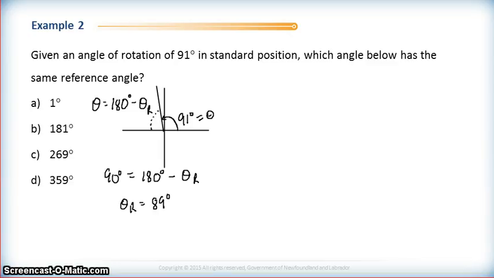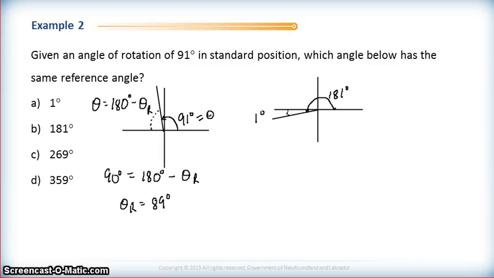Now that we know that, we have to choose one of the given angles that has the same reference angle. 181, if we visualize that, would only have a reference angle of 1 degree. And I'm even making that angle look a little bigger than it is. So here's a 181 degree angle. Its reference angle, therefore, is only 1 degree. So that's not going to fit.